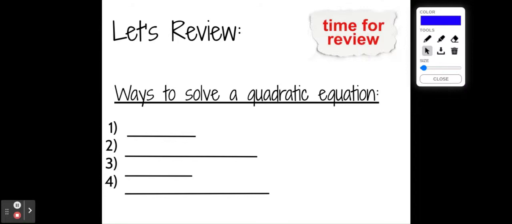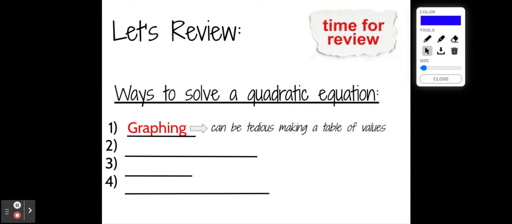Let's review the 4 ways that we have learned to solve quadratic equations. The first way is graphing. Although graphing can sometimes be tedious because you have to make a table of values, and also with graphing you may not see where the x-intercepts are because they do not lie on nice integers. But graphing is still a way that you can solve a quadratic equation, or at least see the solutions.